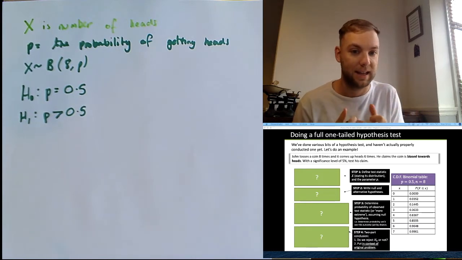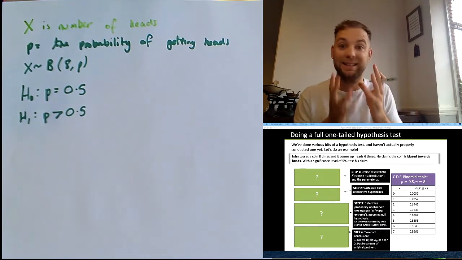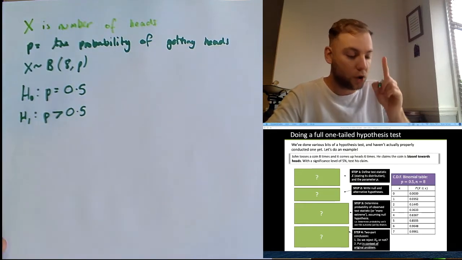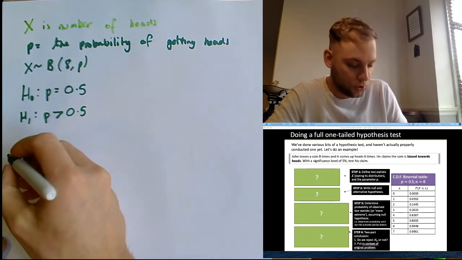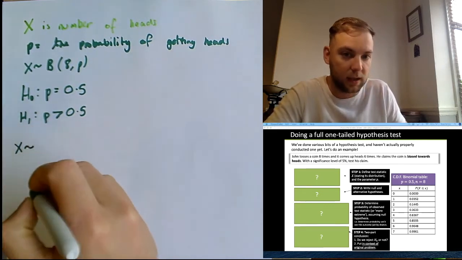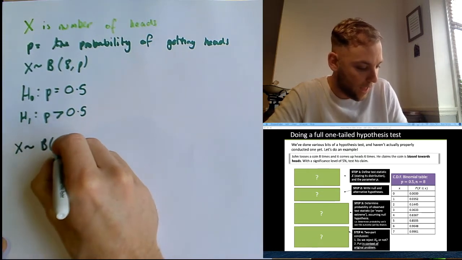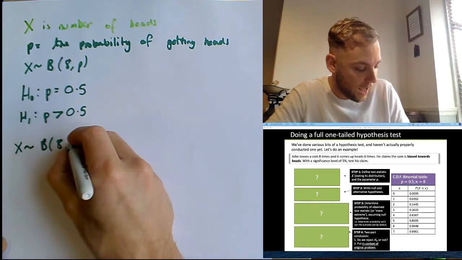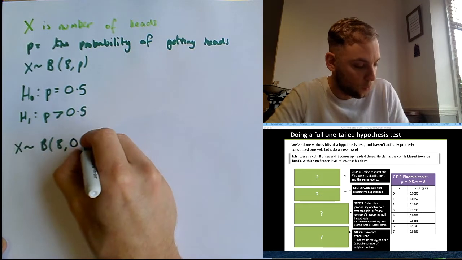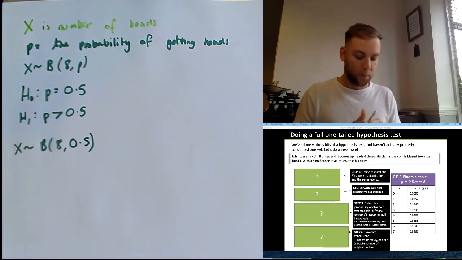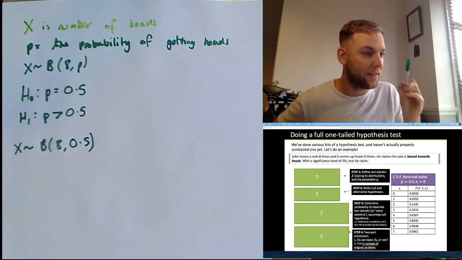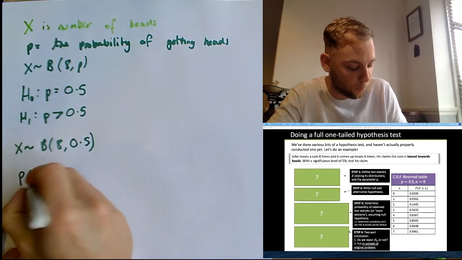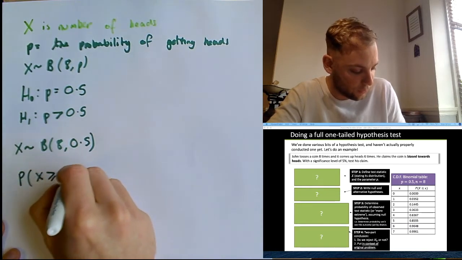So we've got our null hypothesis, our alternate hypothesis, and our test. The test was that he did it 8 times and got 6 heads. We are going to assume that H0 is true, so we've got a binomial distribution with 8 trials and a probability of 0.5. Because we are looking at getting heads 6 or more times, we're trying to find the probability that X is greater than or equal to 6.